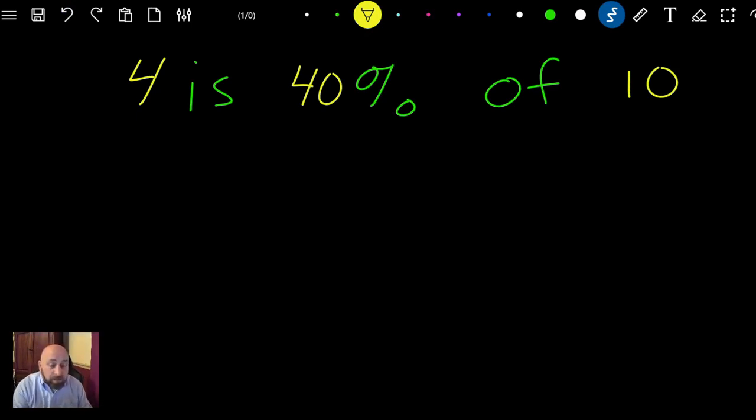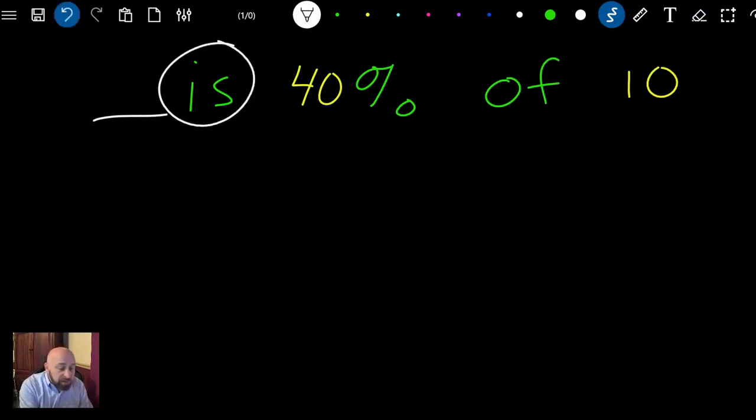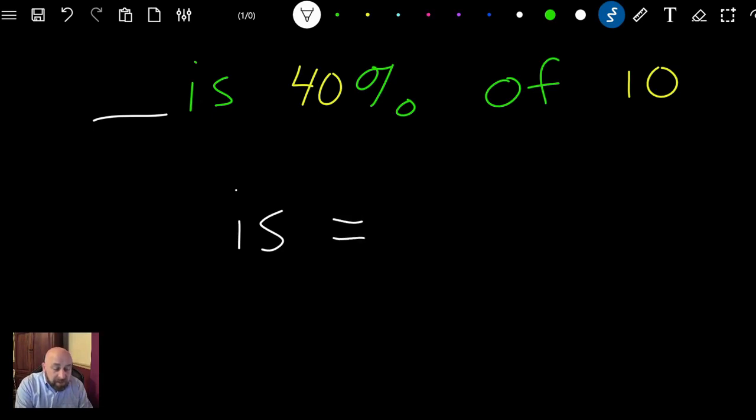Now, let's go through it and let me show you on the screen how to do that. So first of all, we're going to erase the 4 from the is. So we have blank is 40% of 10. What you have to do is take the is, and is what you're looking for. So is equals, and here's the formula that you do.